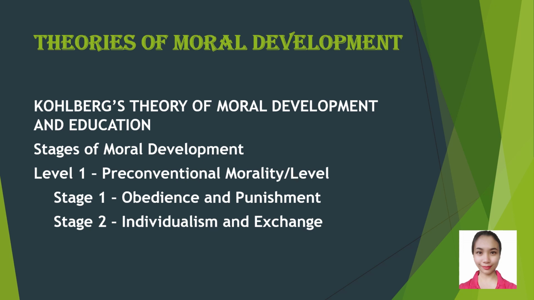So, we have stage 1, the obedience and punishment. So, the earliest stages of moral development, obedience and punishment are especially common in young children. But adults are also capable of expressing this type of reasoning. So, according to Kohlberg, people at this stage see rules as fixed and absolute. Obeying the rules is important because it is a way to avoid punishment. So, in the stage 1 class, one is motivated by fear of punishment.